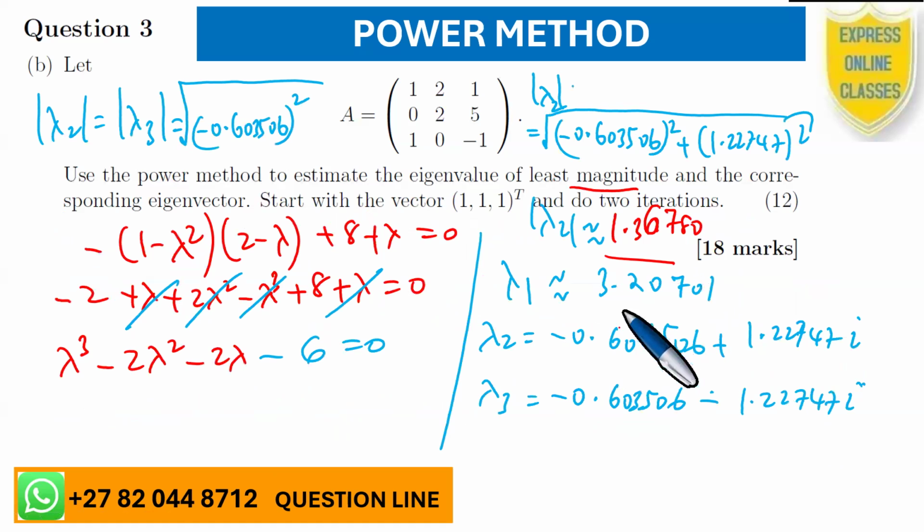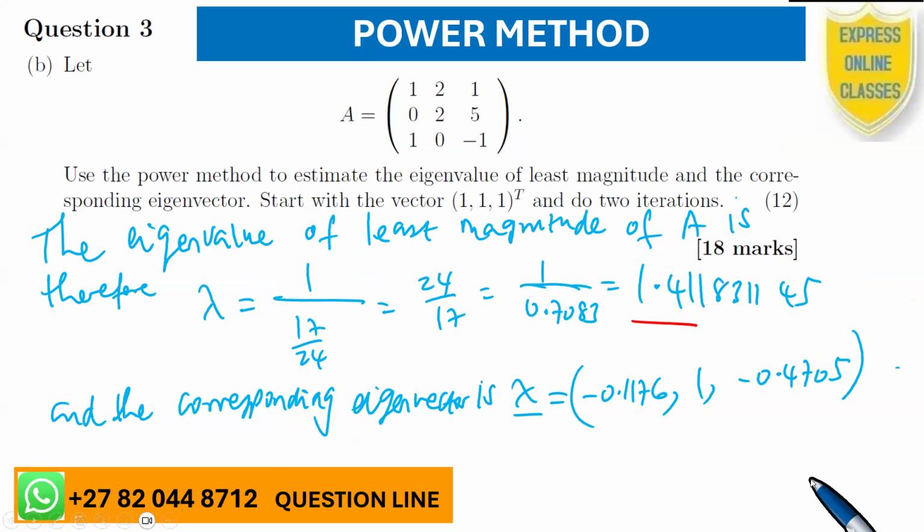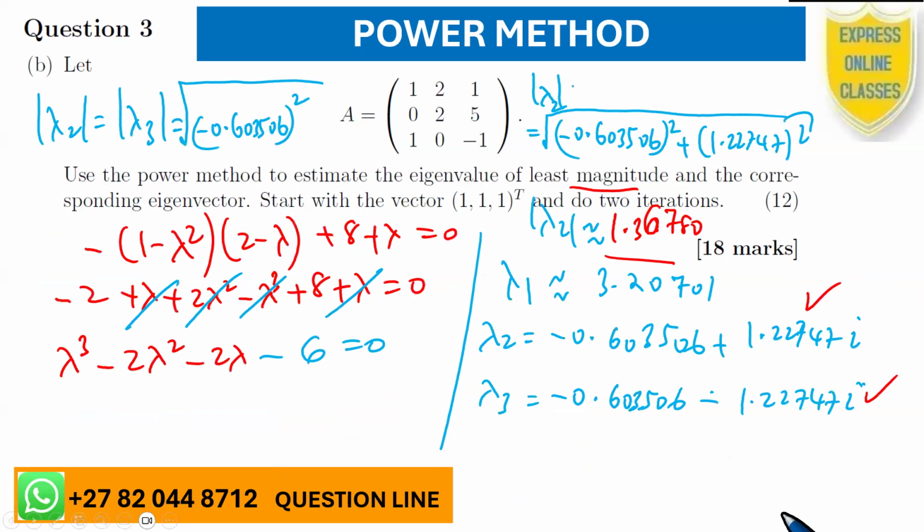It is near 1.3. Because it is near, we are able to see that our answer is indeed correct. We can see that the eigenvalues themselves are two complex ones and one real one, but indeed the power method has been used very well. It gave us an eigenvalue with its corresponding eigenvector. And obviously, the magnitude of the one we've got is 1.36, which is the least magnitude. These have the same magnitude. So we are done with this question.